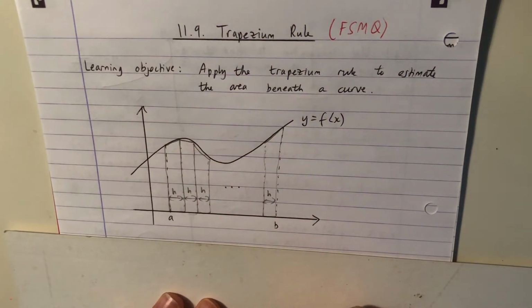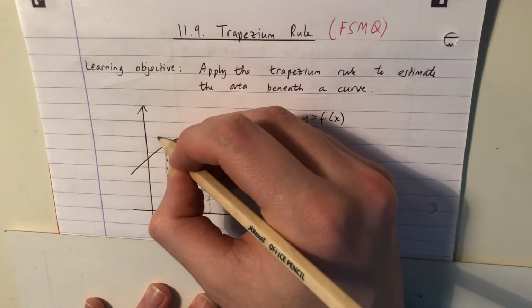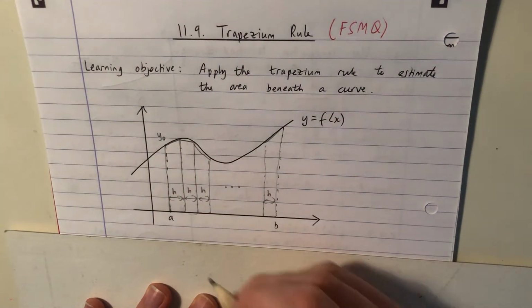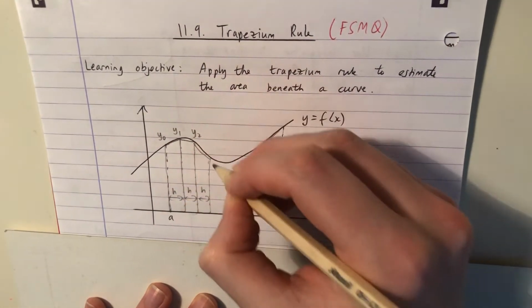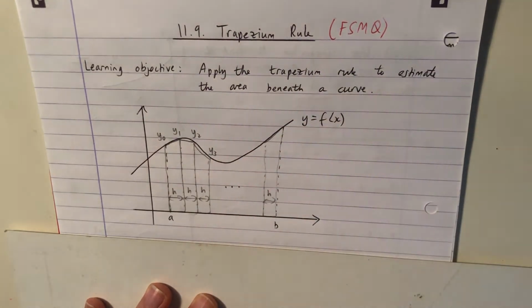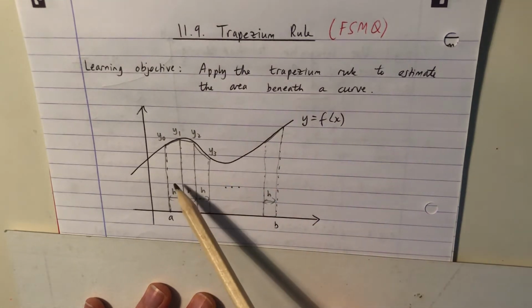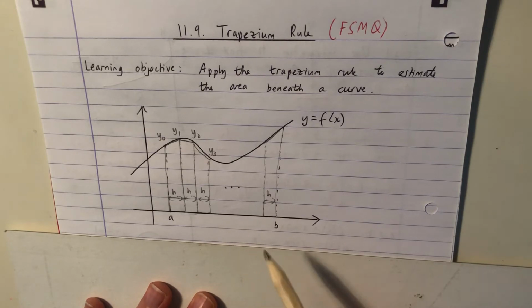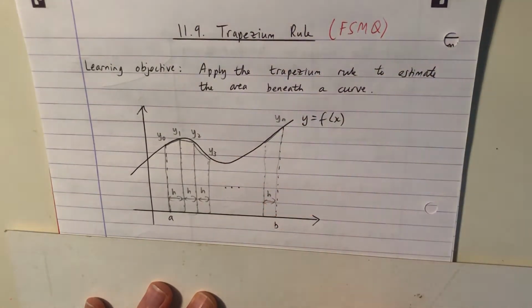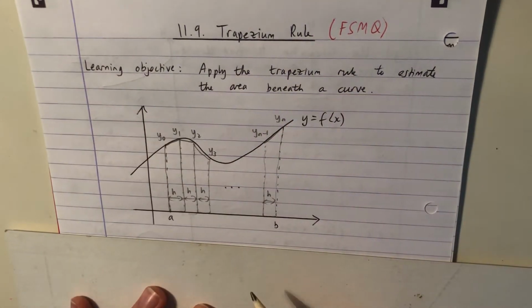And the only thing that's a little bit challenging is this notation, which this first height they call y0, then y1, then y2, y3, all the way up, and then the last y would be, well, let's say we had n strips, so n number of strips, the last one would be yn, and the penultimate one would be yn minus 1. Okay, and then you've got the trapeziums in between.